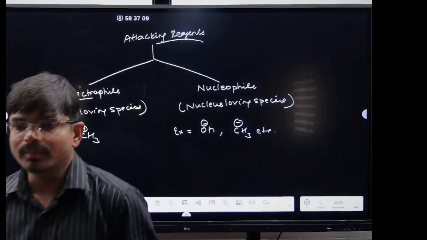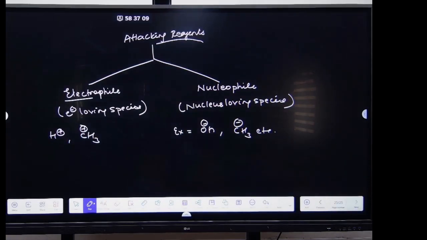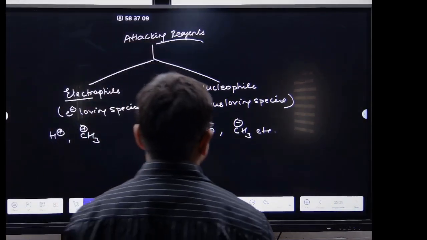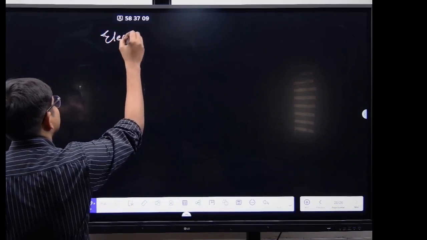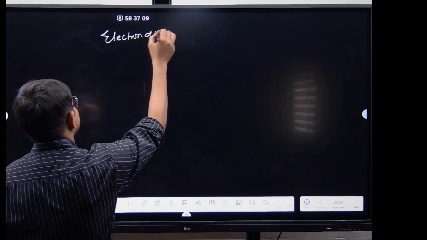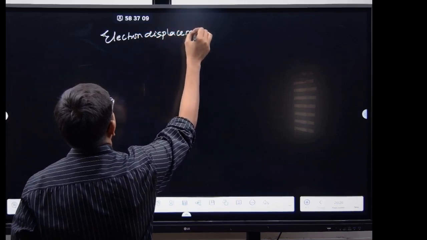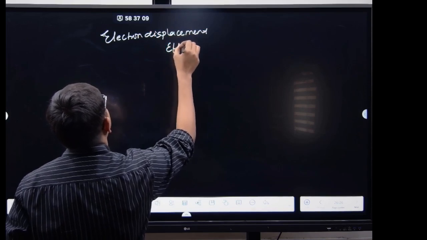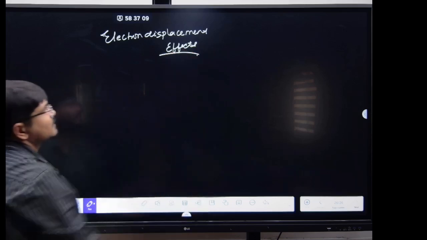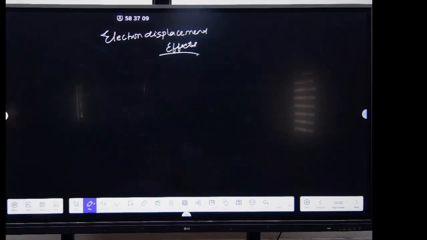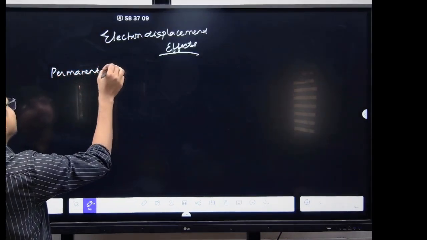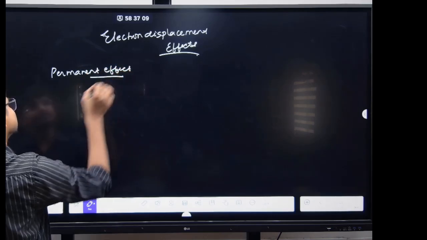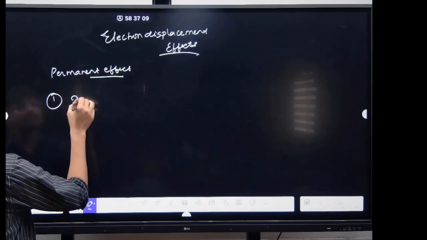Any problem? अब देखो हम लोग बात करते हैं, next one is your basically electron displacement effect, right? Electron displacement effects की बात करते हैं. Got it? So first one, talking about the permanent effect, you have the inductive effect. First one is your inductive effect.